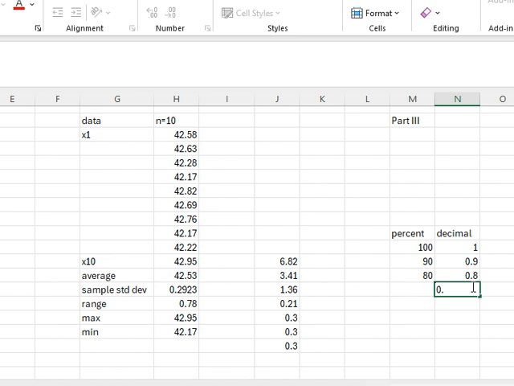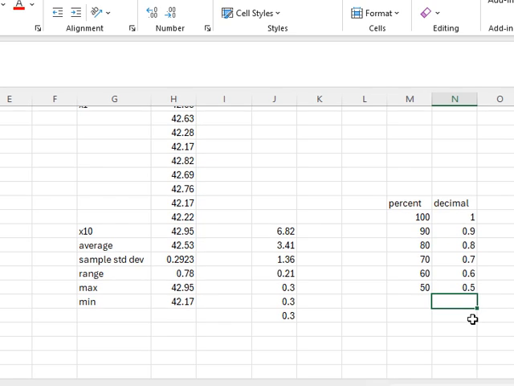If you have 0.7 and you want to change it to percent, all you have to do is 0.7 times 100. Some students still struggle with this, and I don't know why. It's so easy. You do 0.6 times 100, and you should be able to go back and forth like that. If you have 50%, all you have to do is 50 divided by 100, and it's going to give you 0.5.